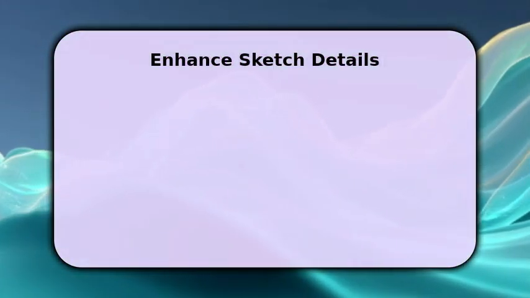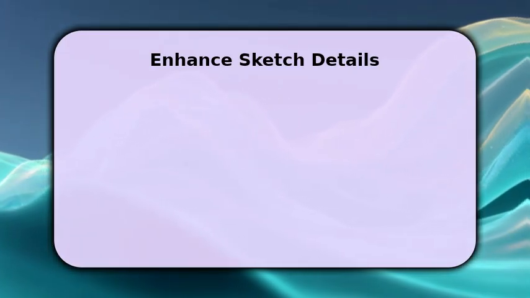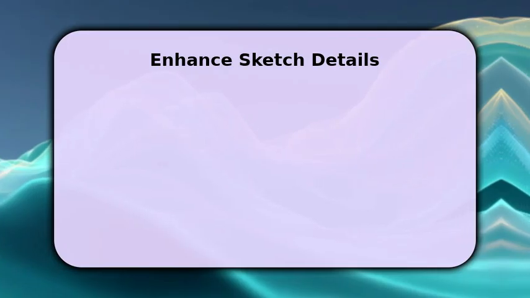To add more depth, create a new layer above your sketch and fill it with 50% gray. Change this layer's blending mode to Overlay. This adds a subtle texture.